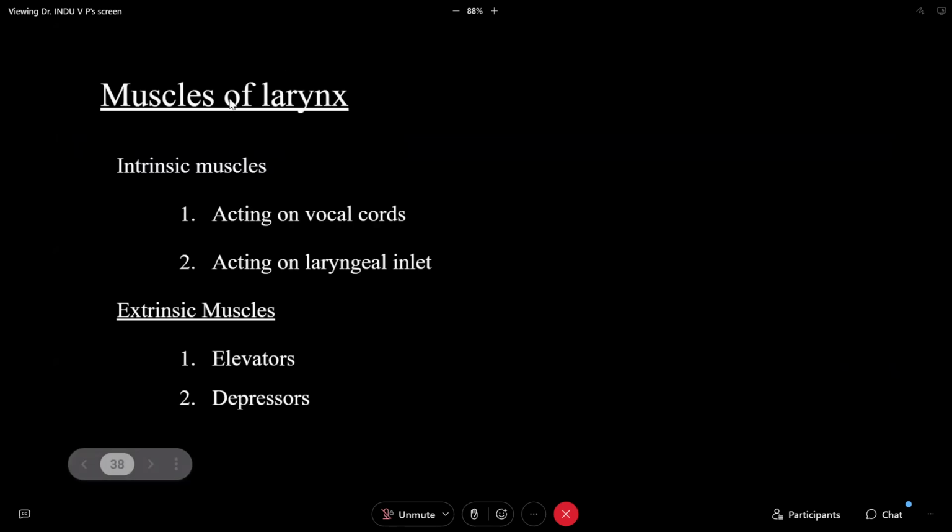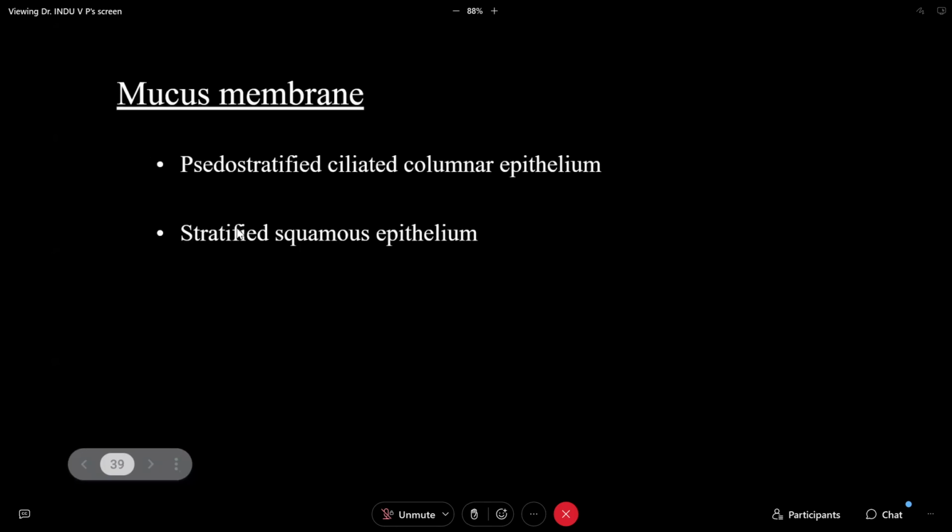And there are muscles of the larynx, mainly intrinsic muscles and extrinsic muscles. The intrinsic muscles act on the vocal cord and laryngeal inlet. Coming to the mucous membrane, the entire larynx is mainly lined by pseudostratified ciliated columnar epithelium, except the vocal cords, which are lined by stratified squamous epithelium.